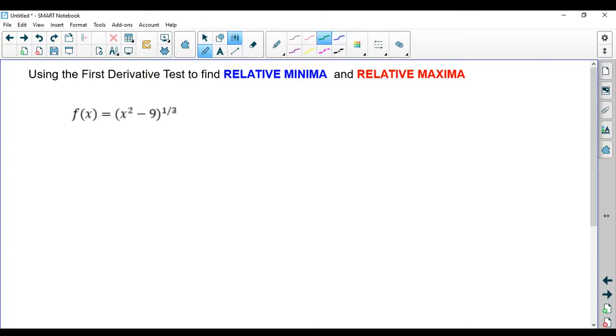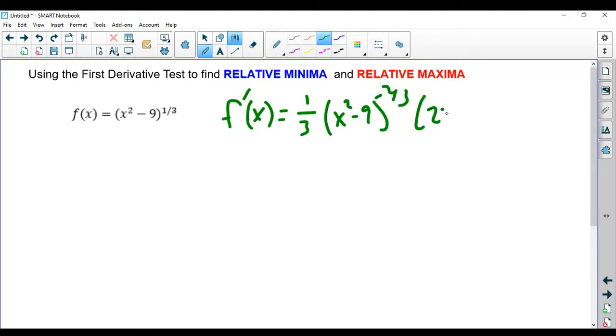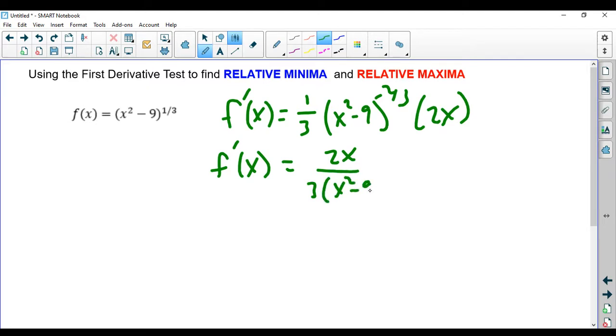The derivative of this function, you have to use the chain rule. So take the derivative of the outside, leave the inside alone, and now times the derivative of the inside, which is 2x. So our simplified derivative will look like this: 2x over 3 times (x squared minus 9) to the 2/3.